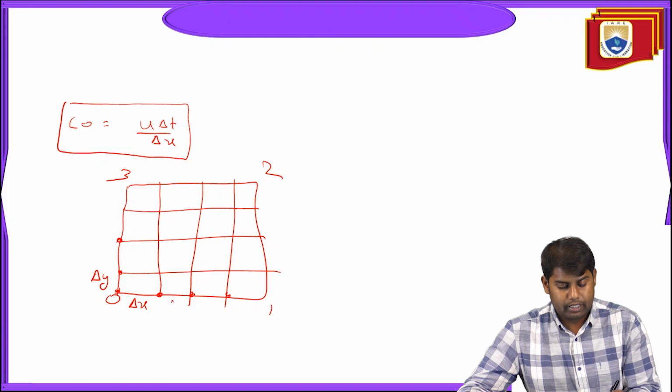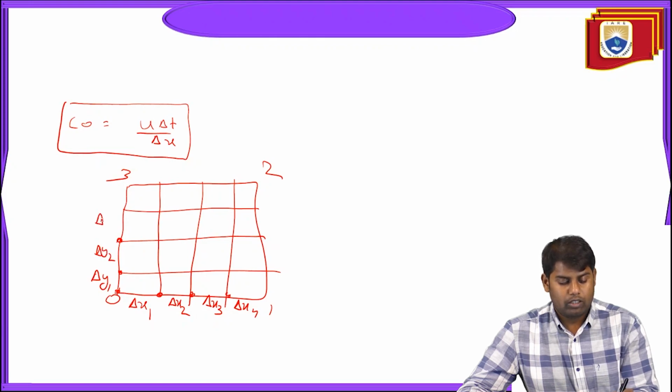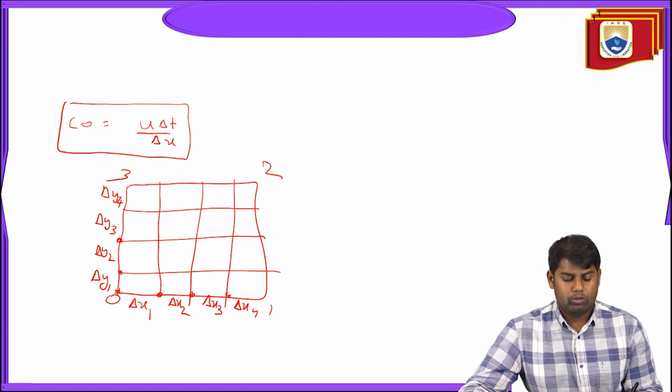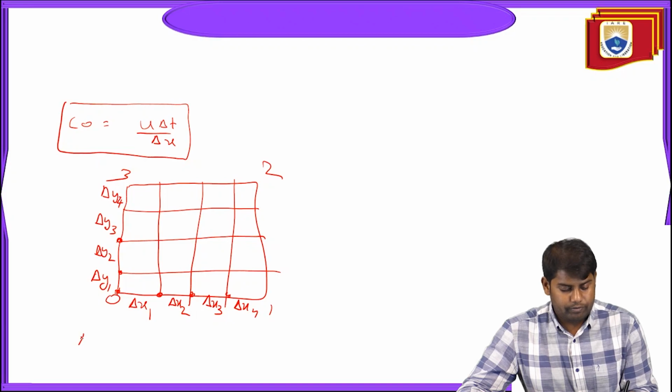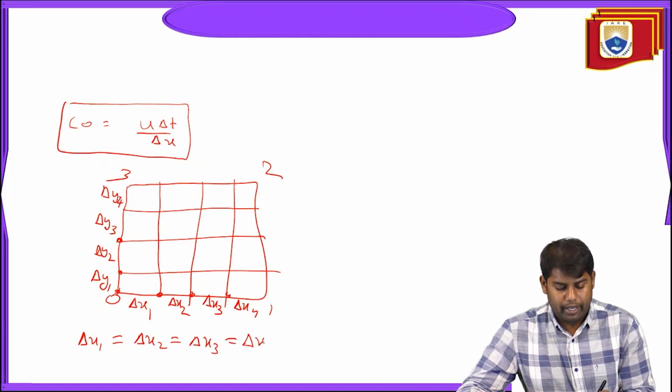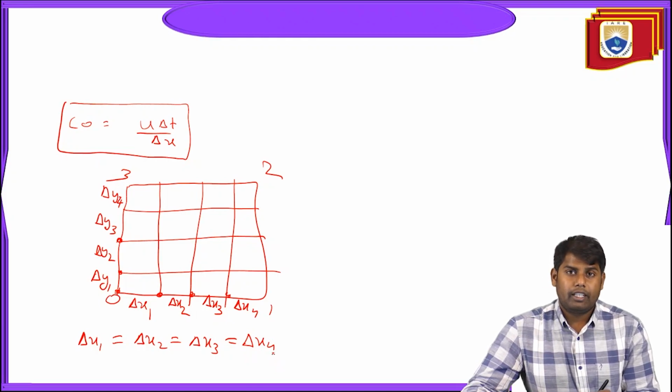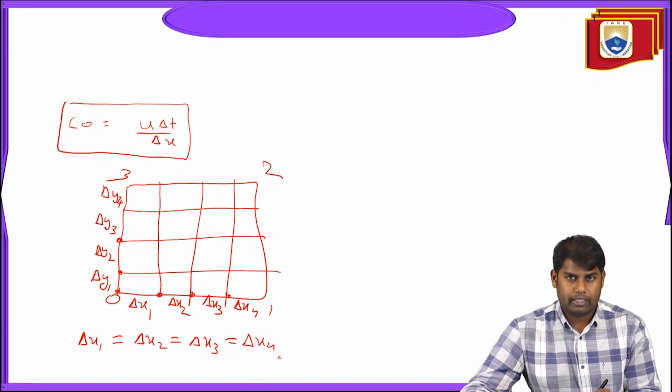So here we have delta X. Let's say this is delta X1, delta X2, delta X3, delta X4, and delta Y1, delta Y2, delta Y3 and delta Y4. If delta X1 equals delta X2 equals delta X3 equals delta X4, then what is the meaning? The spacing between two grid points at each and every section is equal. So this is called a uniform mesh along the x-axis.